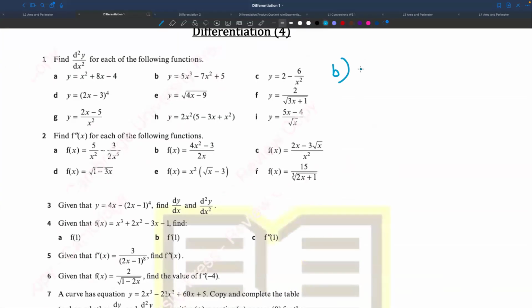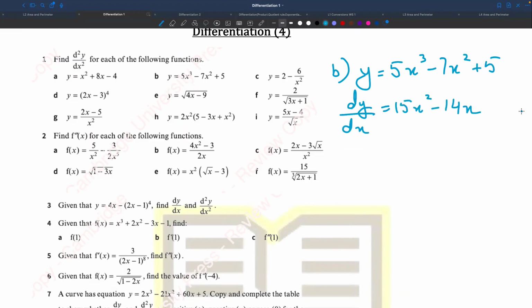Look, in question part B, it is 5x cube minus 7x square plus 5. First, you will write dy by dx. That will become 5 times 3 is 15, x square minus 14x, right? And then when you differentiate it one more time, this will become 30x minus 14 only, because x becomes x to the power 0. Yeah, 2 minus 1, the power decreases. I don't write 1, obviously. Normally, no one writes it, right? Anyways, so this is a simpler one.